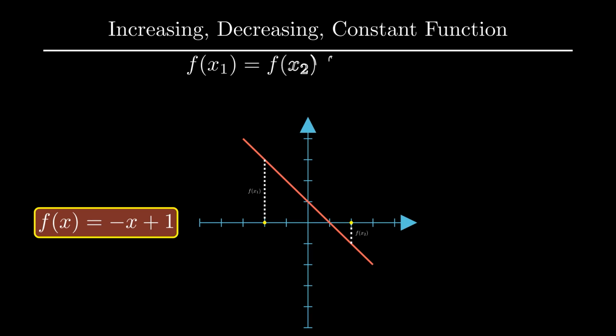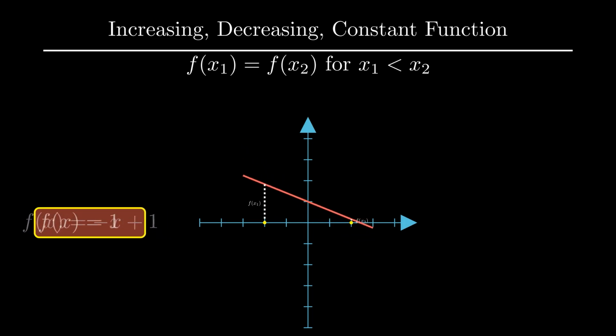Finally, a function is said to be constant if the value of the function at x1 is equal to the value of the function at x2 for all values of x1 less than x2. As you can see in this example, the value of the function at any value of x is equal to the value of the function at any greater value of x. The slope of the function will be 0 for a constant function.